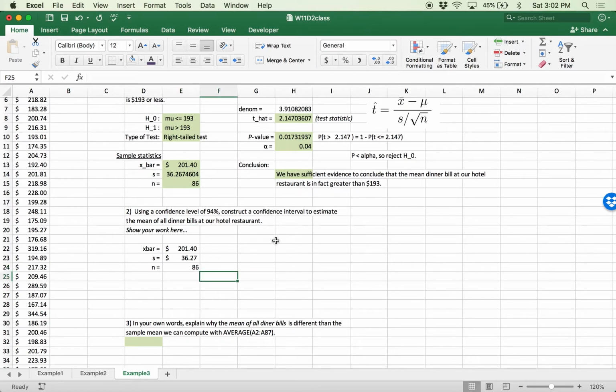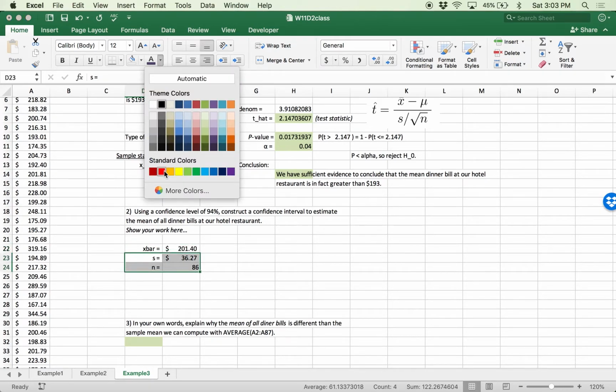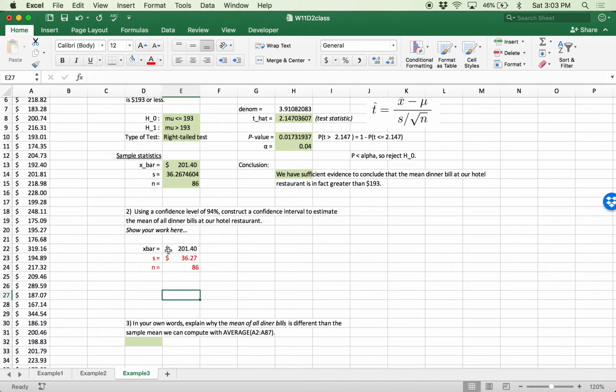So remember that your confidence interval has two components. We have the sampling side, where we need x bar. This is going to be the center of our confidence interval. And the s and square root of n are going to be involved in determining our margin of error.